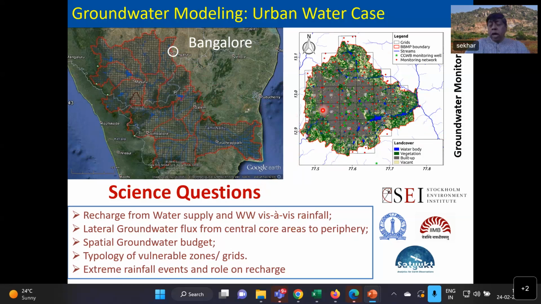What happens to every ward? What happens, etc. But what is interesting in urban areas is that you not only get water recharge from the rainfall, you are also paving, you're doing a lot of alterations. So how will this recharge happen?